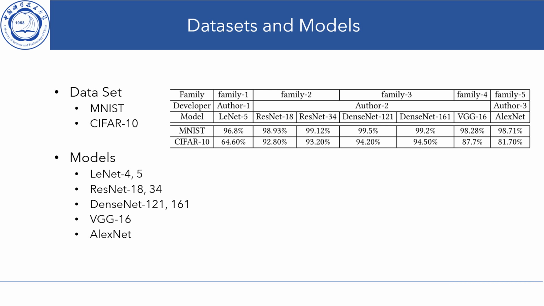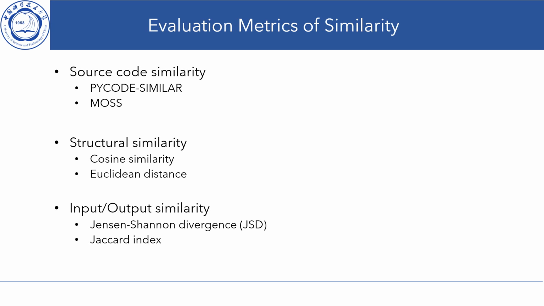Here are the datasets and models we used in our work. The table on the upper right corner is the accuracy of these models. The items below are the evaluation metrics we used in the experiment. On each level, we adopt two metrics to reduce the threat of validity.